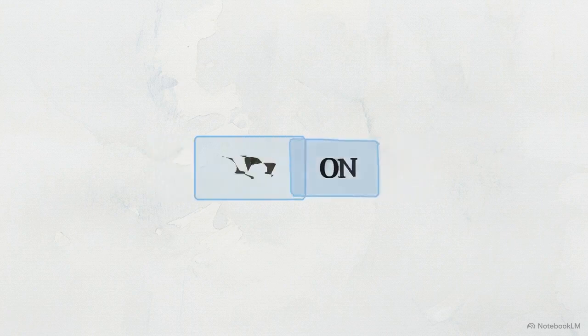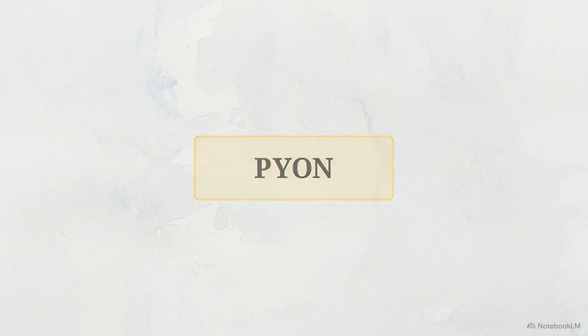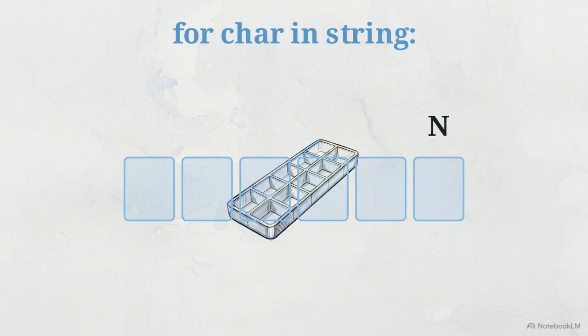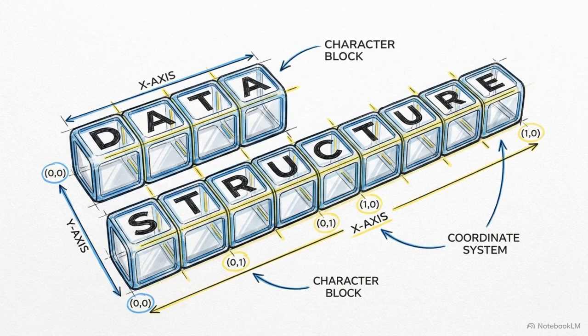We can process these chunks further by concatenating them, using the plus operator to snap different slices together into new words. We can also use a for loop to traverse the string, stepping over each individual character one by one to inspect it. Mastering indexing shifts how you interact with text. You stop seeing a single block of ink and start seeing a precise, manipulatable coordinate space.